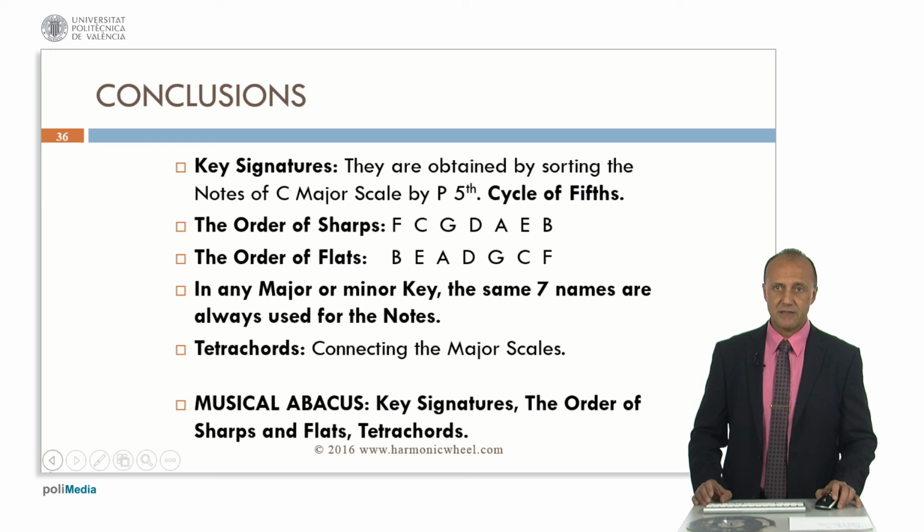The only difference is that some of them may be sharp or flat. The tetrachords can be used for connecting the major scales. The musical abacus includes the key signatures, the order of sharps and flats, and the tetrachords.